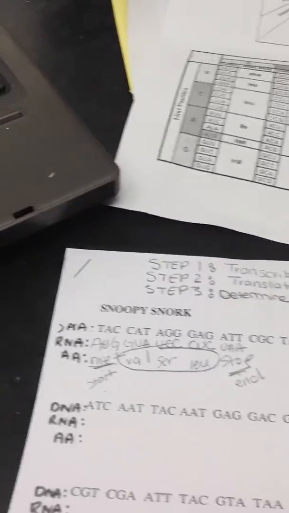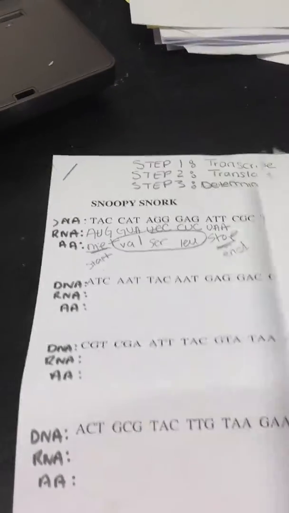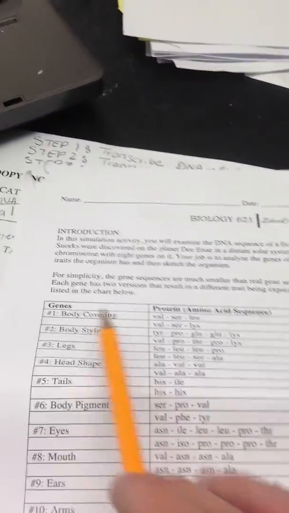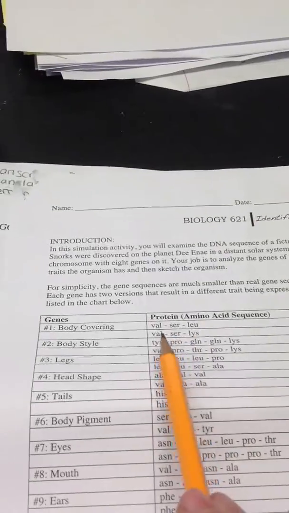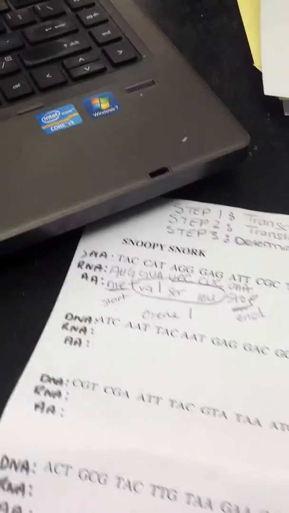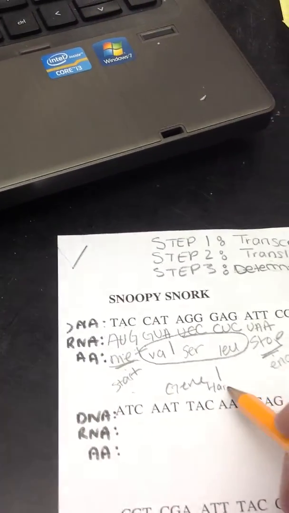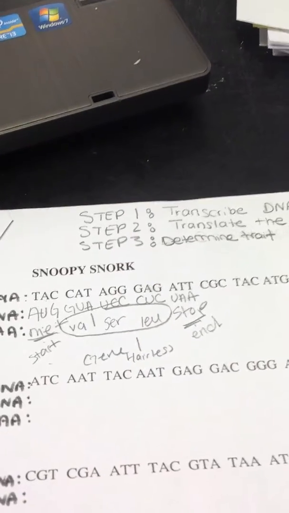Now what you're going to do is you're going to look at the front of your paper that you were given. Okay, so this is my first gene. This is gene 1. This is the instructions for the first gene. So I look over here. I look at gene number 1, Val, Ser, Leu. That's what I have on my paper, Val, Ser, Leu. And so Val, Ser, Leu tells me that this creature is hairless. So this creature is bald. Okay. So I'm going to write hairless right there. So I know that my creature is hairless. Okay? So that's the code.